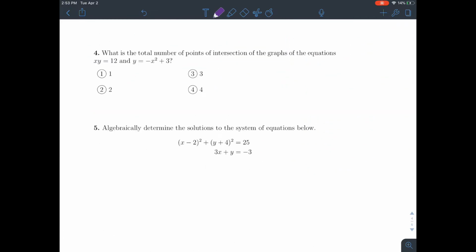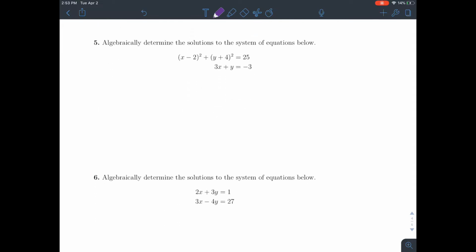All right, next up: what is the total number of points of intersection of the graphs of the equations? Actually, we went over this one in class. We are good. We are not going to go over it now. Number 5, algebraically determine the solutions to the system of equations below.